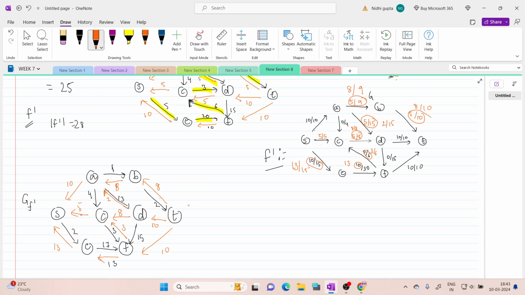Why? Because any augmenting path has to go from S to T. There is only one possibility: we go from S to E. Then from E, there is only one possibility, we go from E to F. Then from F also there is just one possibility, F to C. But after this we cannot go to any other vertex. Therefore there is no path from S to T. No augmenting path in G f prime. And since there is no augmenting path, therefore f prime is maximal.